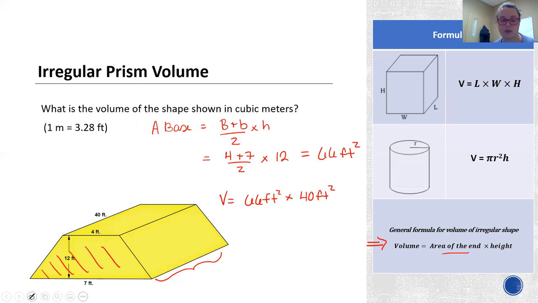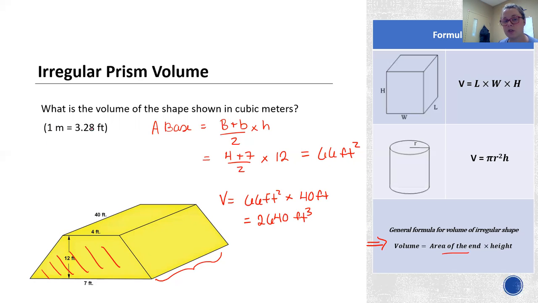Okay, oops, I wrote a squared on there, and it's not a square, it's just a linear measurement. Get rid of that. All right, so 66 times 40 leaves us with a volume of 2,640 cubic feet. Now we just need to do a conversion.